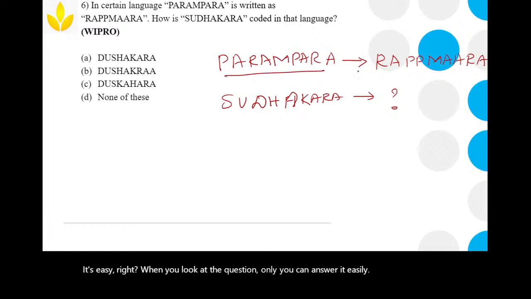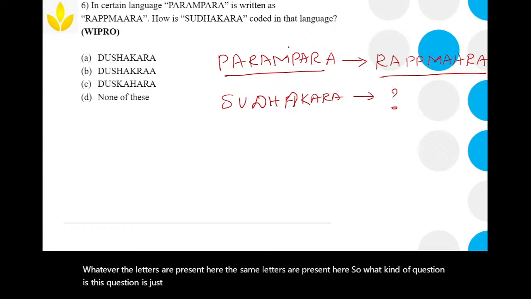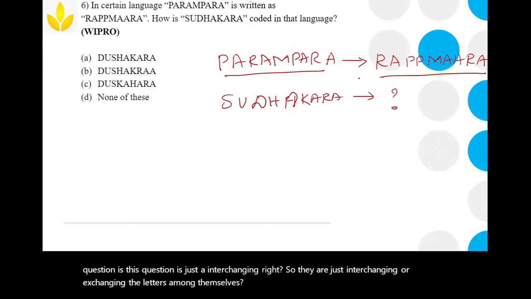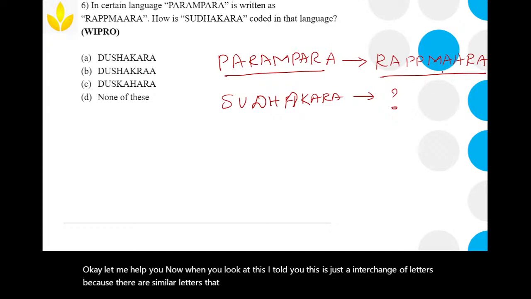See here, whatever the letters are present here, the same letters are present here. So what kind of question is this? This question is just an interchanging, right? So they are just interchanging or exchanging the letters among themselves. Okay, well, let me help you. Now, when you look at this, I told you this is just an interchange of letters because there are similar letters that we can observe here just by looking at the question.